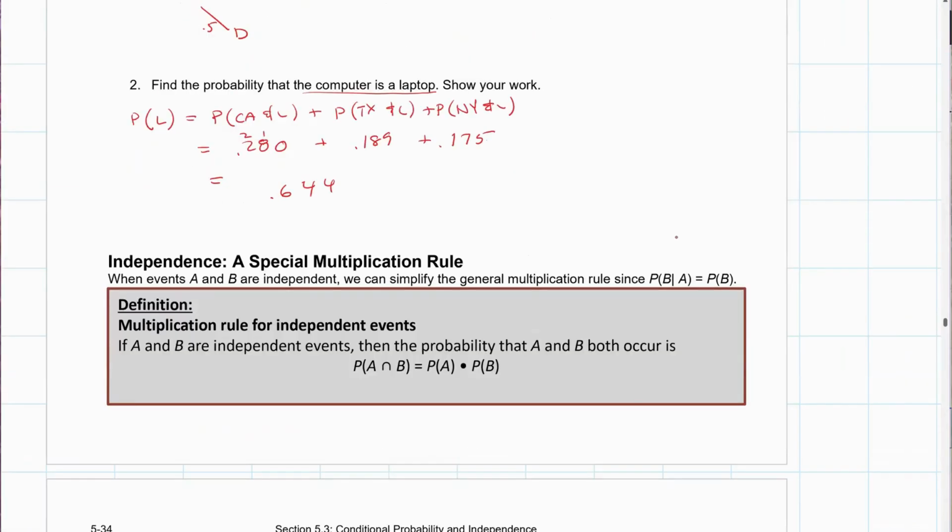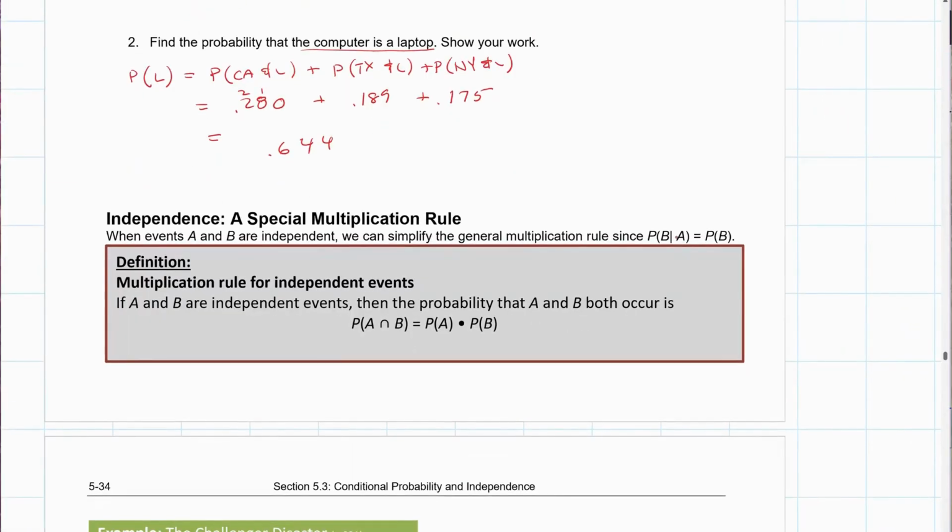All right, move on to another idea. If two events are independent, then the probability of A and B can be thought of as the probability of A times the probability of B. This is the same idea that the probability of A and B is the probability of A times the probability of B given A. But since we know that B given A is equal to the probability of just B, that means this thing can get replaced with this probability of B. And that's the special multiplication rule for independent events.